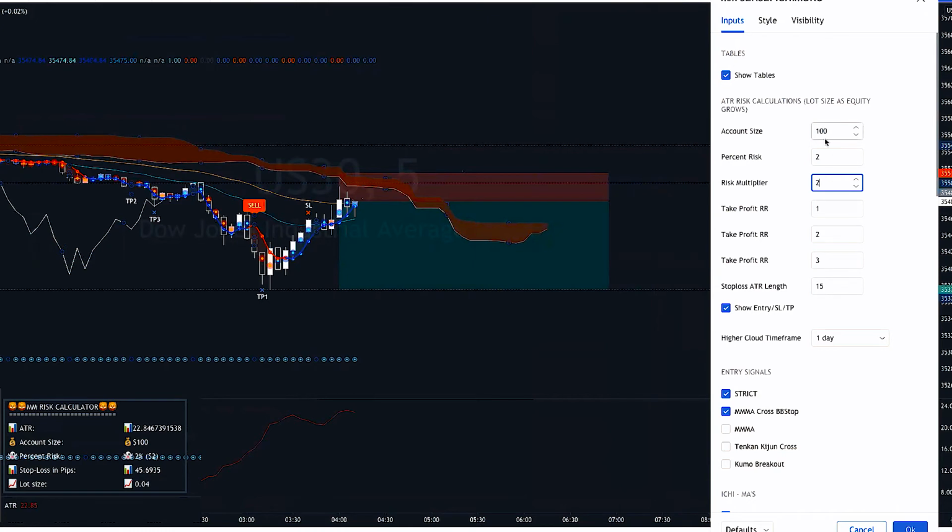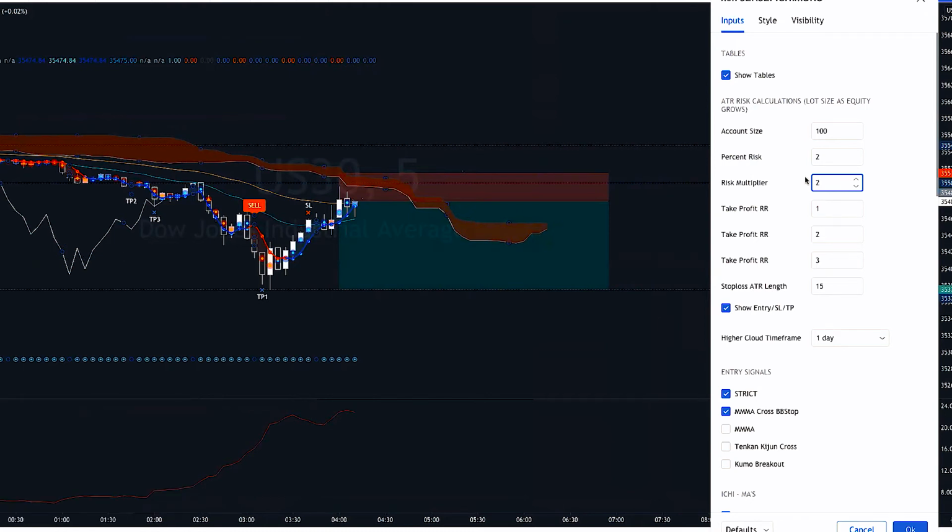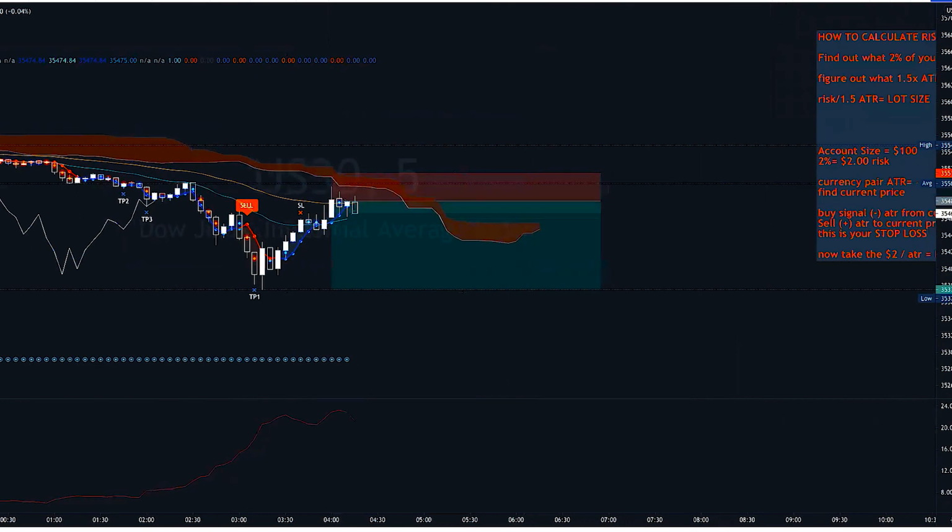So if I have a $100 account risking 2% with my multiplier at 2 instead of 1.5, again, this is just how I like to use it. I never go above 2, ever. This is the highest I go. That means it's gonna multiply the ATR times 2 instead of 1.5. I press OK. Let me get a signal, right?